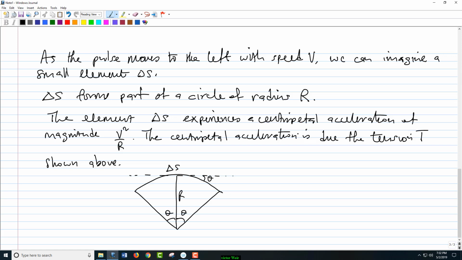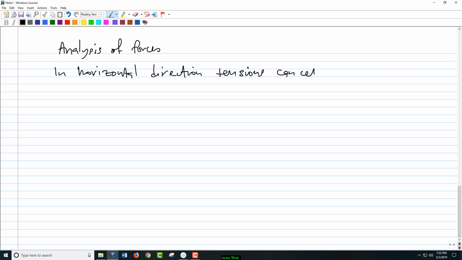By analyzing the tensions on the segment delta s, we can see that the two tensions T acting toward the center of the circular path each provide a component equal to T sine theta. So on each side of the segment delta s, we have T sine theta. If we add these two together, our total centripetal force F_r would be equal to 2T sine theta.